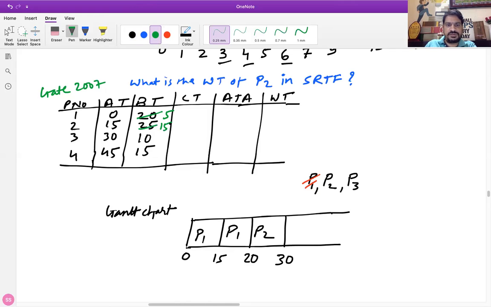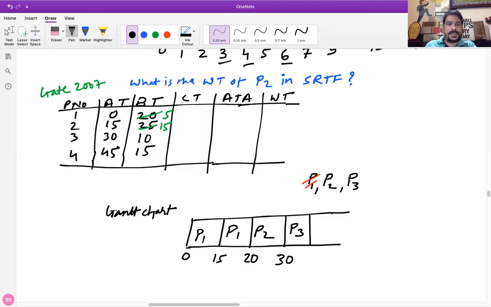So how much is left? 15 is left. So we'll compare P2 and P3. We'll find out that P2 has remaining time 15 and P3 has remaining time 10. So P3 has the least remaining time or the least burst time. So P3 will get the chance on the CPU and P2 will again go into the ready queue. Now P2 is there in the ready queue.